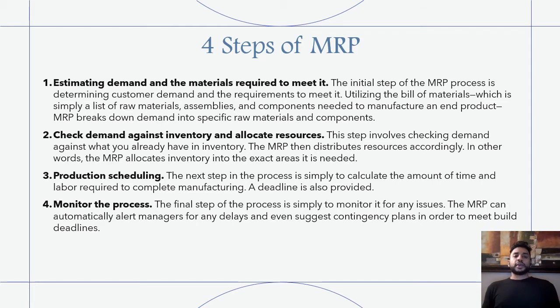And then check demand against inventory and allocate resources. This step involves checking demand against what you already have in inventory. The MRP then distributes resources accordingly.